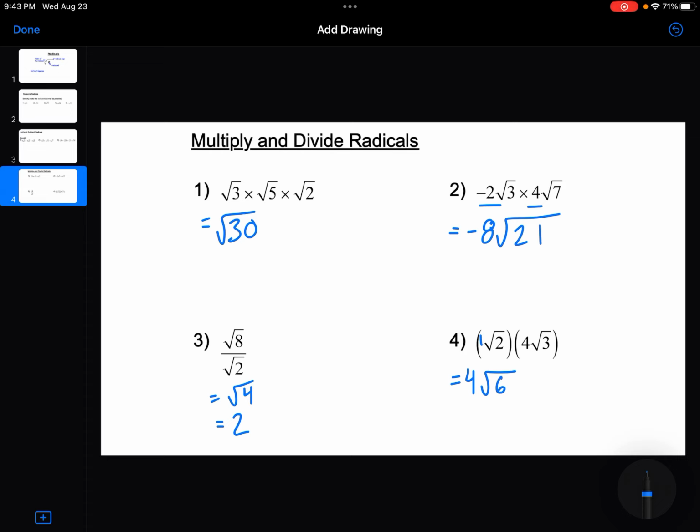And that's all there is to radicals. These are very common in math, especially when we get to trigonometry, so you do need to be comfortable looking at these and kind of rearranging.